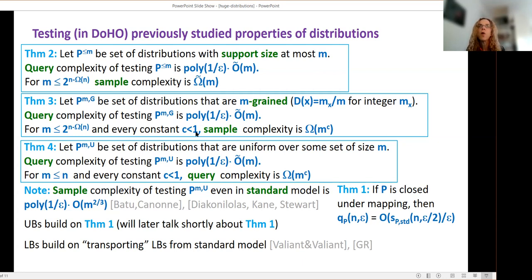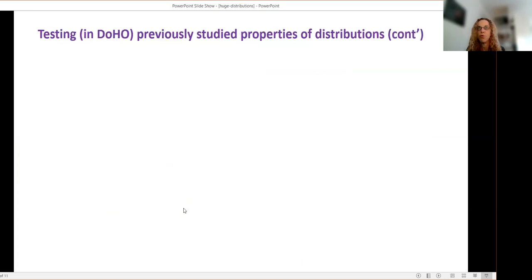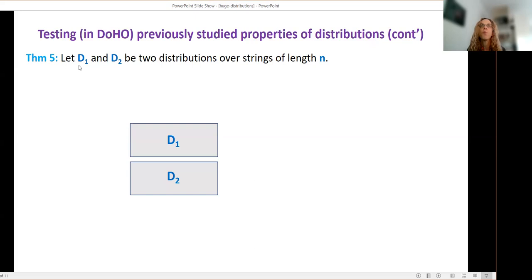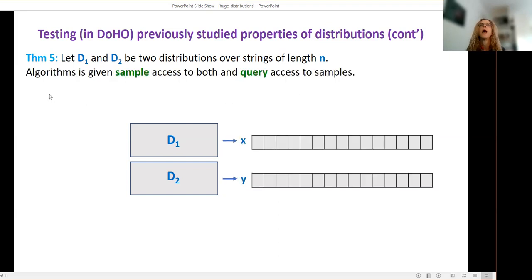So all of these results were for testing properties of single distributions. And we have one more result here, also about previously studied properties of distributions, but for pairs of distributions. Theorem five talks about having a pair of distributions D1 and D2 over strings of length n. The algorithm gets samples from both of them, and it gets query access to these samples.